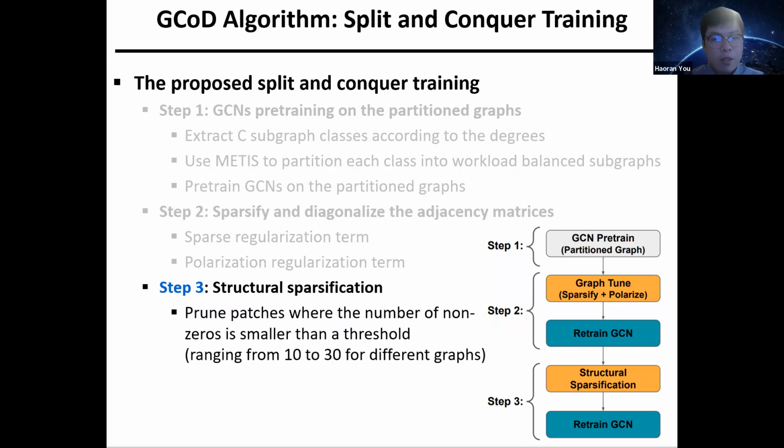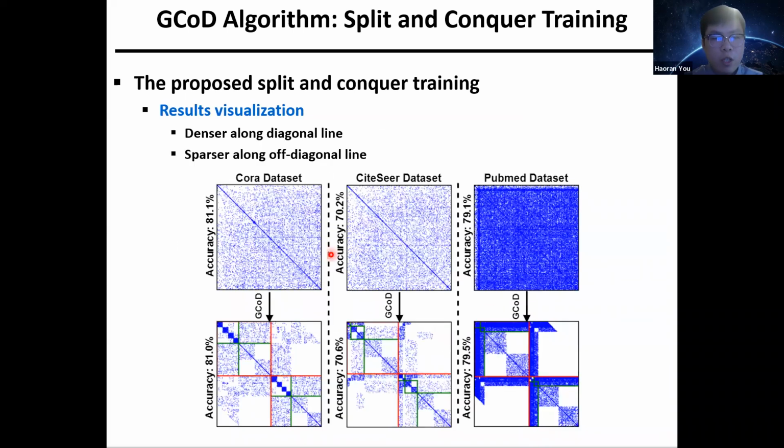The third step is the structure specification, where we prune patches where the number of non-zeros is smaller than the thresholds. And here we show the visualization of the generated results, where the first line is the original adjacency matrix, and the second line denotes the resulting visualization. We see that there are denser patterns along the diagonal line and sparser patterns along the off-diagonal line.